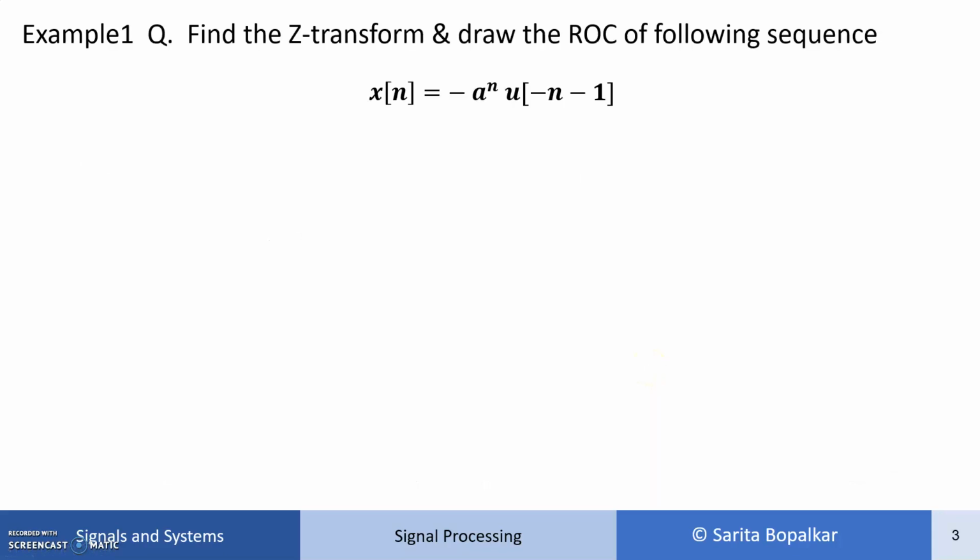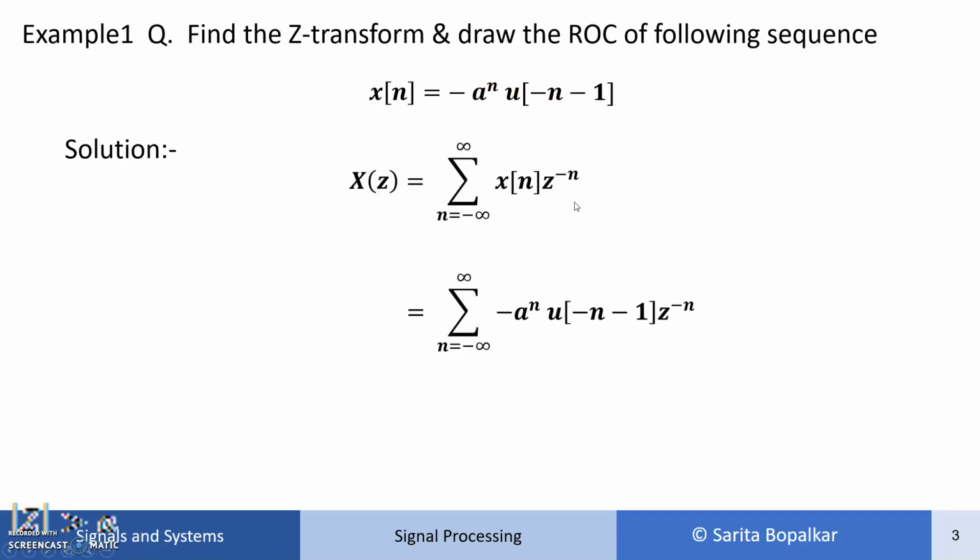Let's start the example. Here find Z transform and draw its ROC for the following sequence. And the sequence is x of n is equal to minus a raised to n u of minus n minus 1. Now we'll write the definition of Z transform. X of Z is equal to the sum over n varying from minus infinity to infinity of x of n Z raised to minus n. And our x of n is minus a raised to n u of minus n minus 1. Let's put this x of n here.